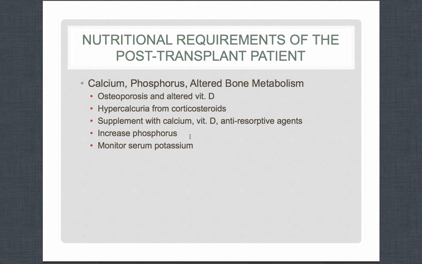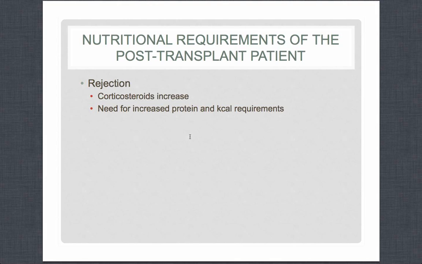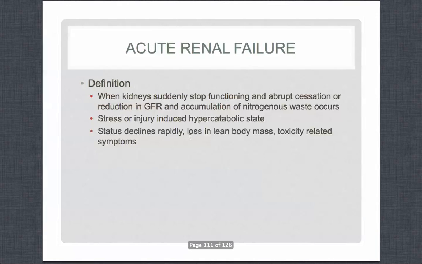Phosphorus can actually become depleted, and certainly the same issues with potassium. So monitoring electrolytes, including phosphorus, as well as vitamin D status, becomes as important as ever in the post-transplant patient. Rejection, for patients who appear to be rejecting, they are put on higher doses of immunosuppressive therapies, and they do have an increased protein and kilocalorie requirement.